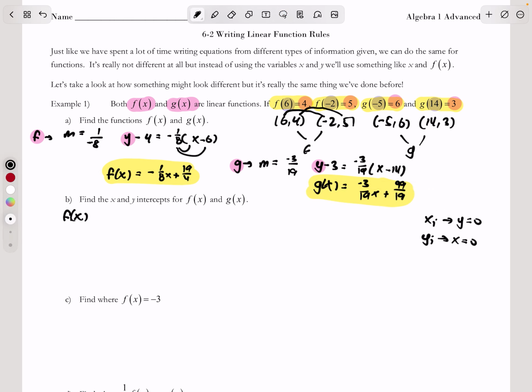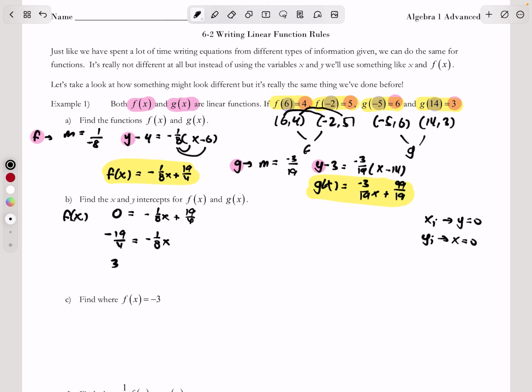So for f of x, I've got my function right above it. Let's do the x-intercept first. We're going to let y equal 0, or in other words, f of x equals 0, and just solve this for x. I'm going to subtract 19/4. And couldn't I multiply by 8, or negative 8?